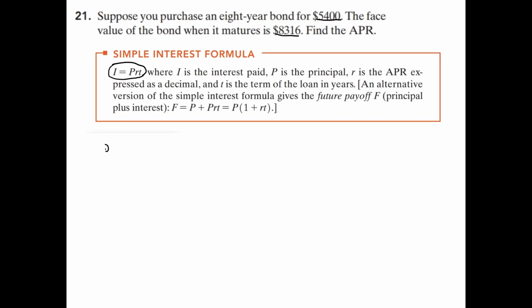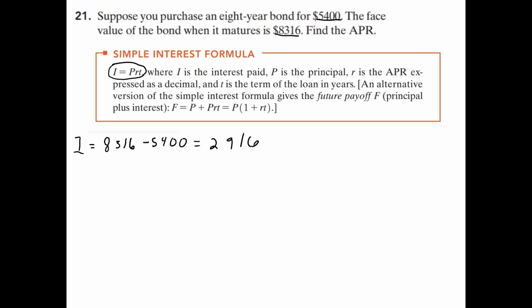You're going to be given back your $5,400 and then some, and then some is the interest. So the interest is $8,316 minus the $5,400, and that will give us $2,916. That's how much interest we're going to collect.